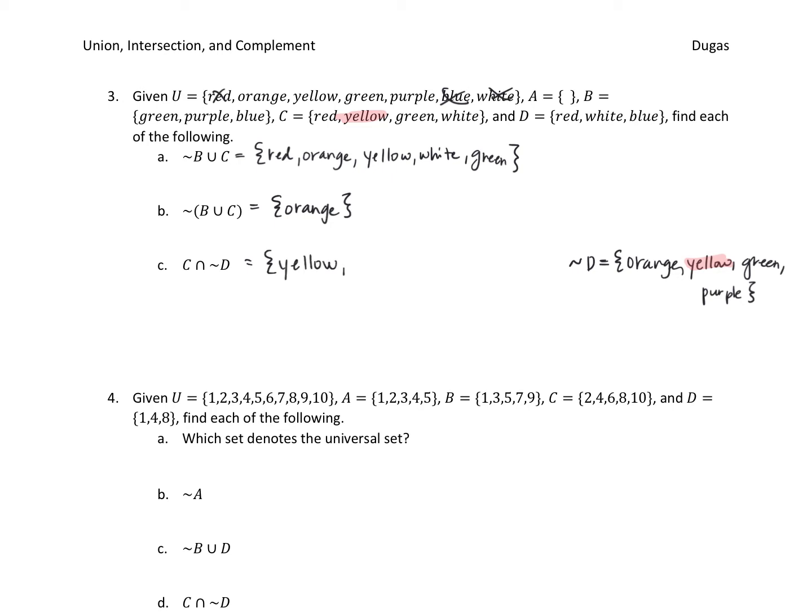Then I have green is in C. Green is in C, and green is in the complement of D. So green would be in our set. And then white is in C, but that's not in the complement of D. So yellow and green would be the only two colors that these two sets have in common.